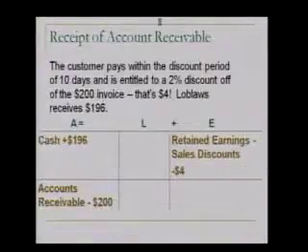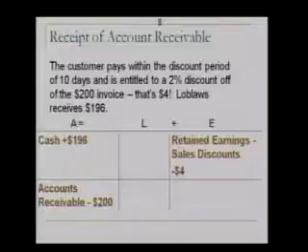All right, next slide. That last sale that we just made, $200, the customer pays within the discount period of 10 days and therefore is entitled to a 2% discount off the $200 invoice. That's $4. Loblaws receives only $196. Okay? But they're happier, you know. This is good for them. They get the cash in the door. You don't want to be running low on cash. It's not a way to run a business.